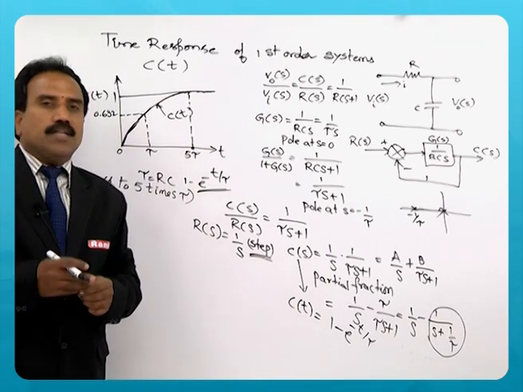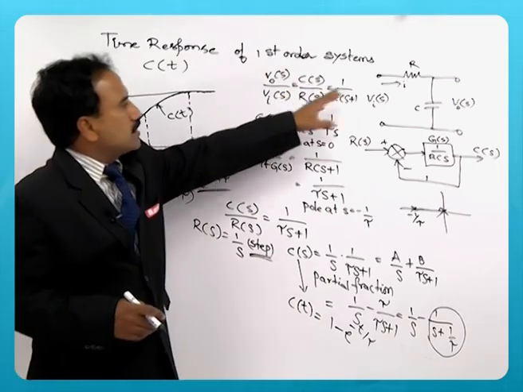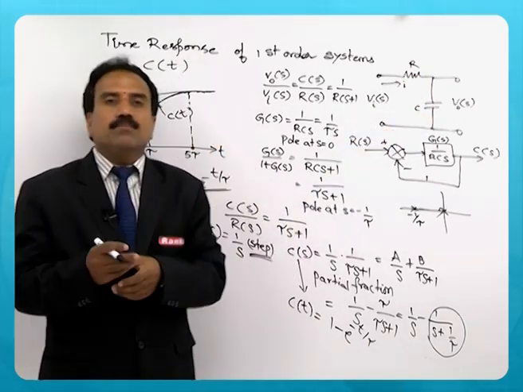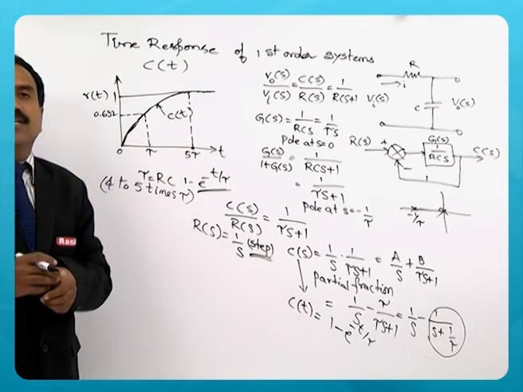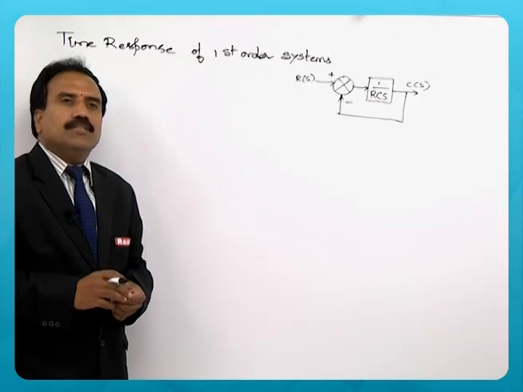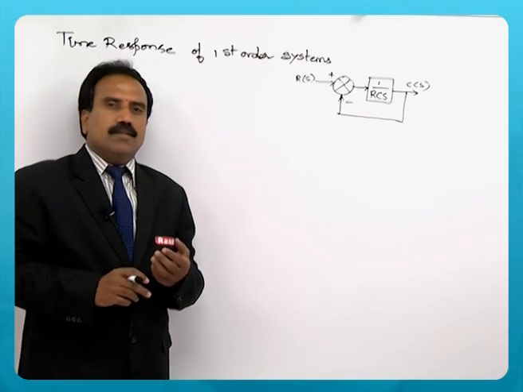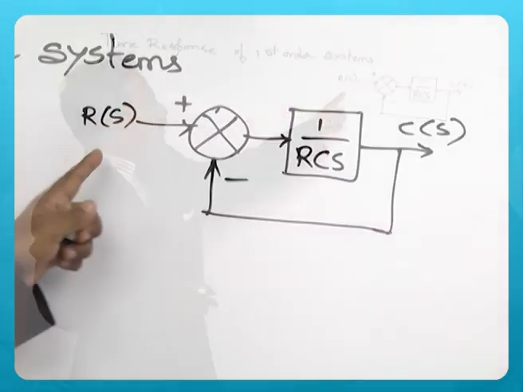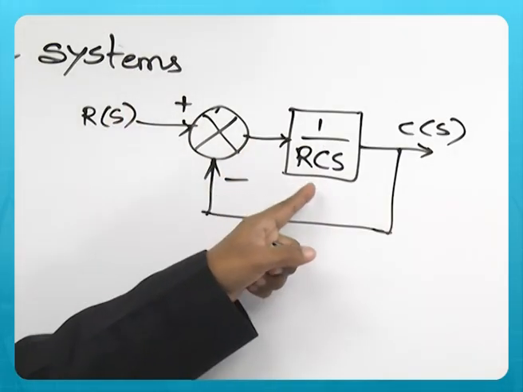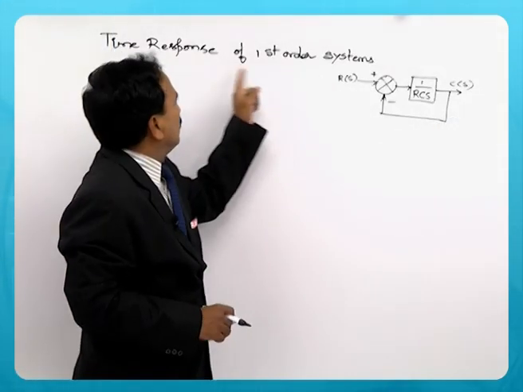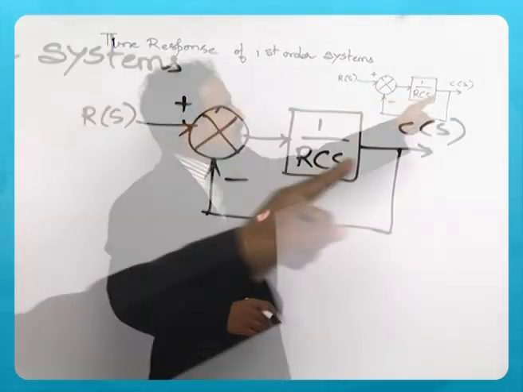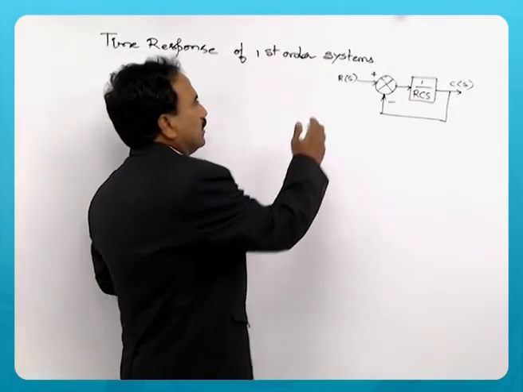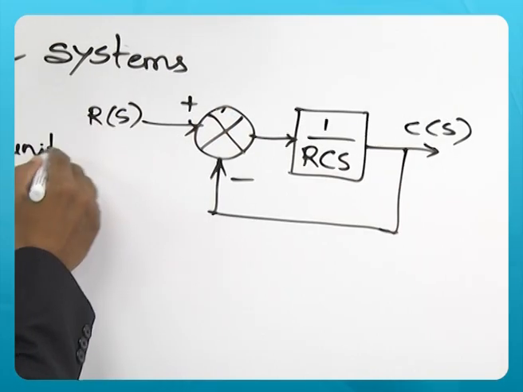Next we will see the time response of the same first order system, but not excited by unit step, rather excited by unit impulse. In the previous section we have seen the response for step input, which was applied to the first order system. Now, let us see the response of the first order system, but excited by unit impulse.